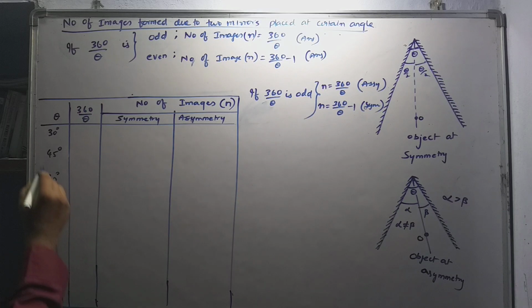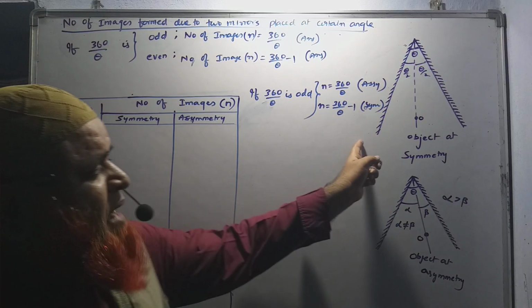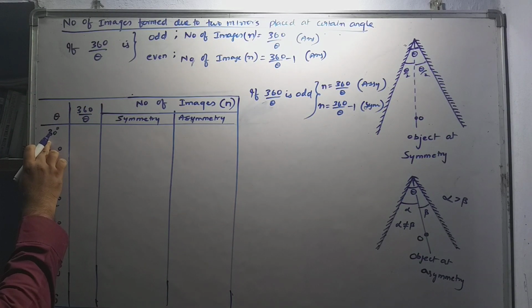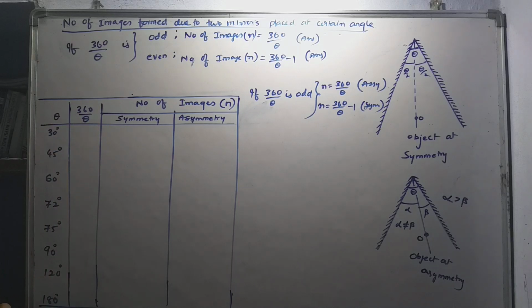The first thing is, if it is 30 degrees, what is the meaning of this? If the angle between the two mirrors is 30 degrees, then 360 by 30 is going to be 12.